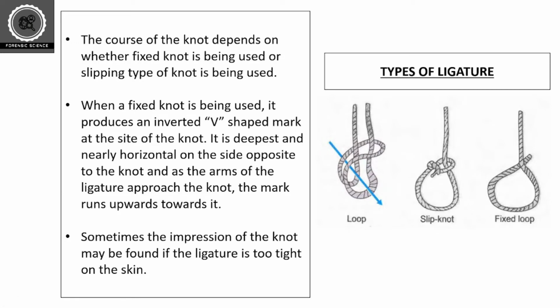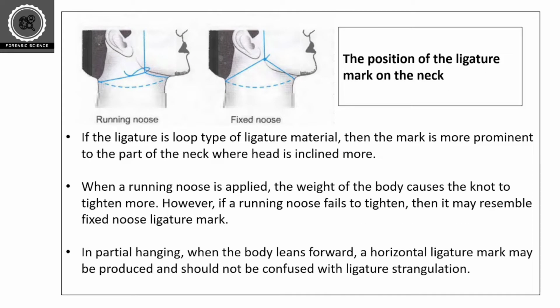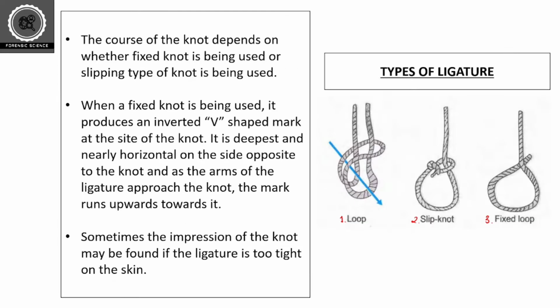We have three types of knots present in the ligature. We have the loop, the slip knot, and the fixed loop. These are the three types of knot present in the case of hanging. So it depends on whether a fixed knot is being used or a slippage type of knot is being used. What happens in each case?